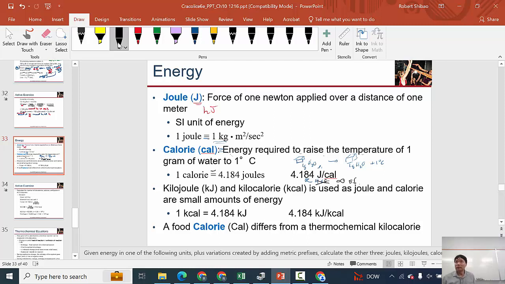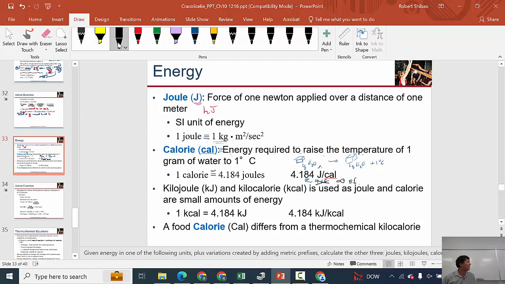Let's see. So we have kilojoules and kilocalories when we have lots of energy. Oftentimes we don't have to heat 1 gram, we have to heat 1,000 grams, like a liter of water. And therefore, it would be easier to talk in terms of kilojoules. We'd need 1 kilocalorie to heat 1,000 grams. Or we'd need 4.184 kilojoules to heat that.